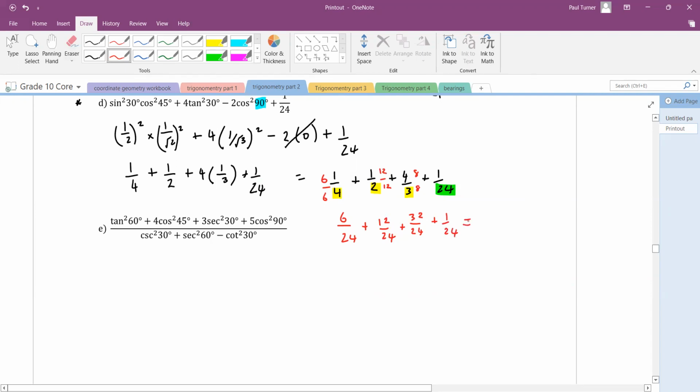So at this point, you'll grab your calculator because you want to add the numerators. So we've got 6 plus 12 plus 32 plus 1, 51 on 24. So if we divide that by 24, we end up with 17 on 8. And you can leave it as an improper fraction, that's okay. I'm not sure what is in the answer key there for that one.